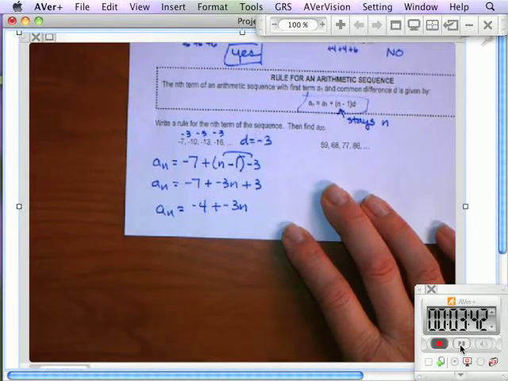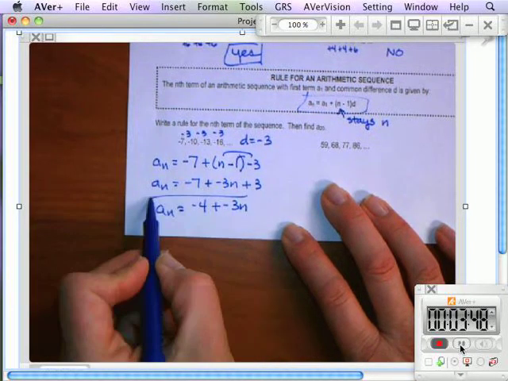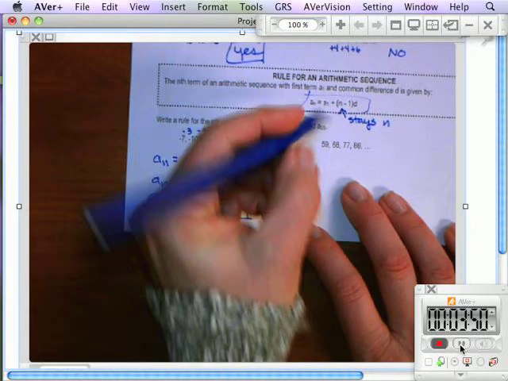Isn't that nice? Wouldn't that have been nice yesterday? I know. Because they said that you should really try and figure it out on your own.